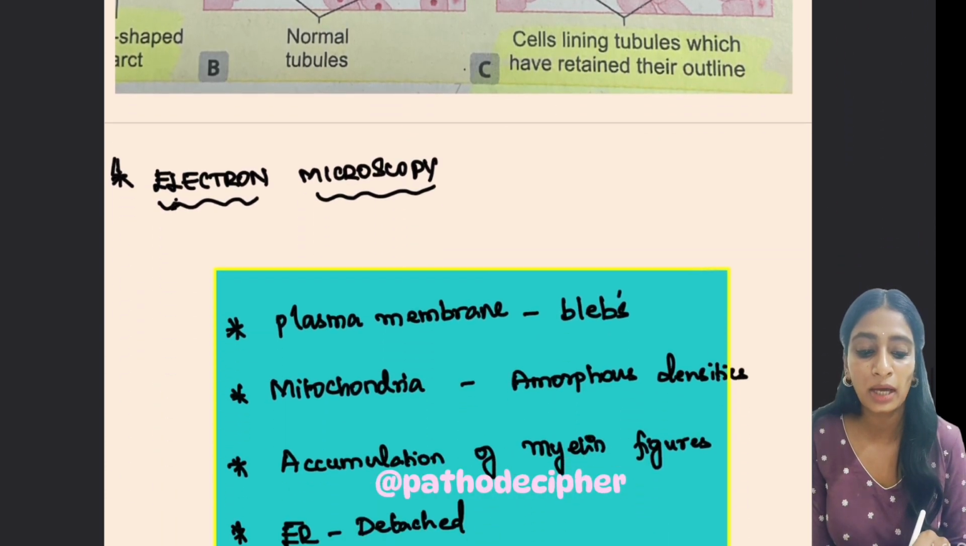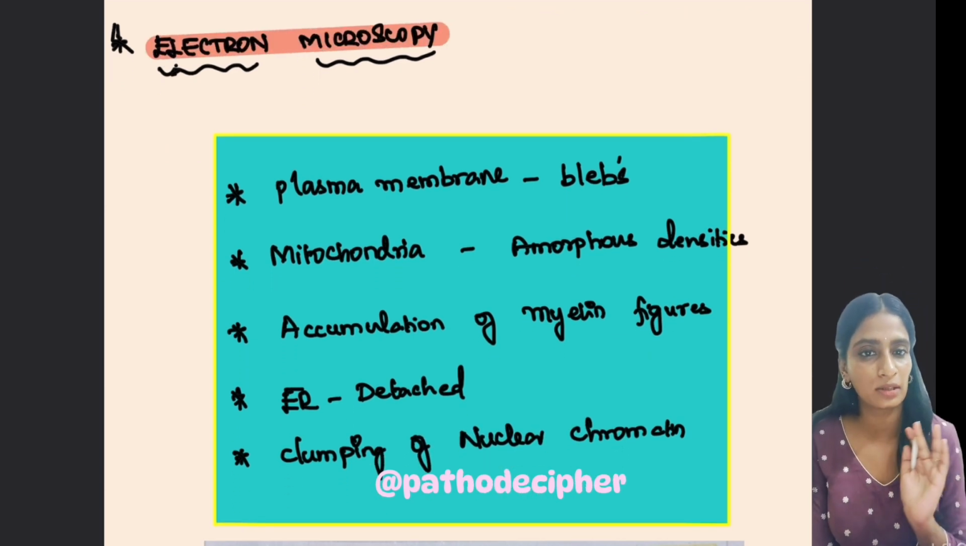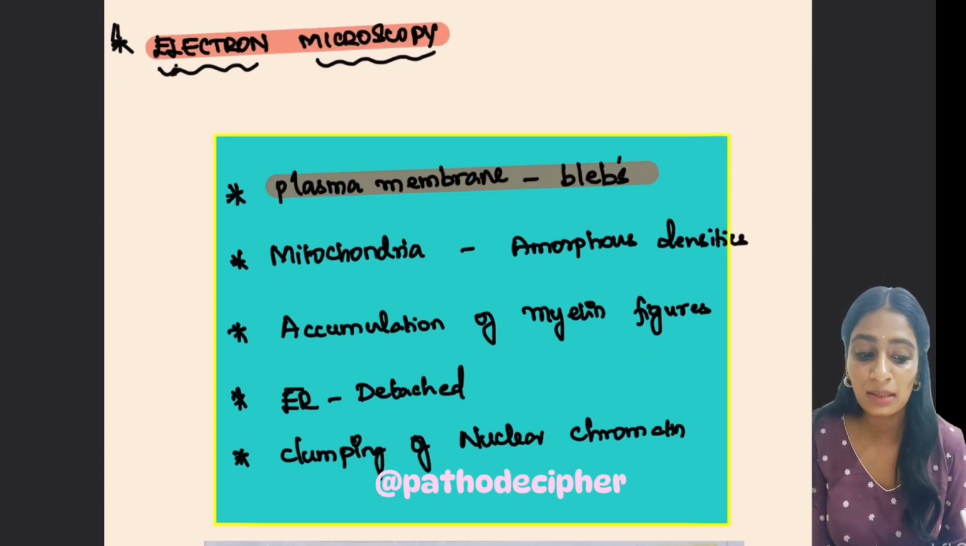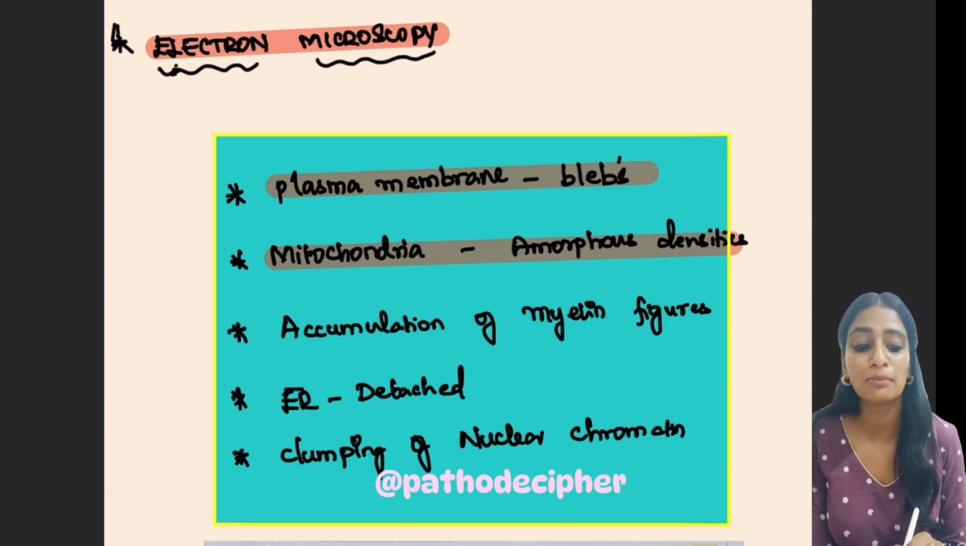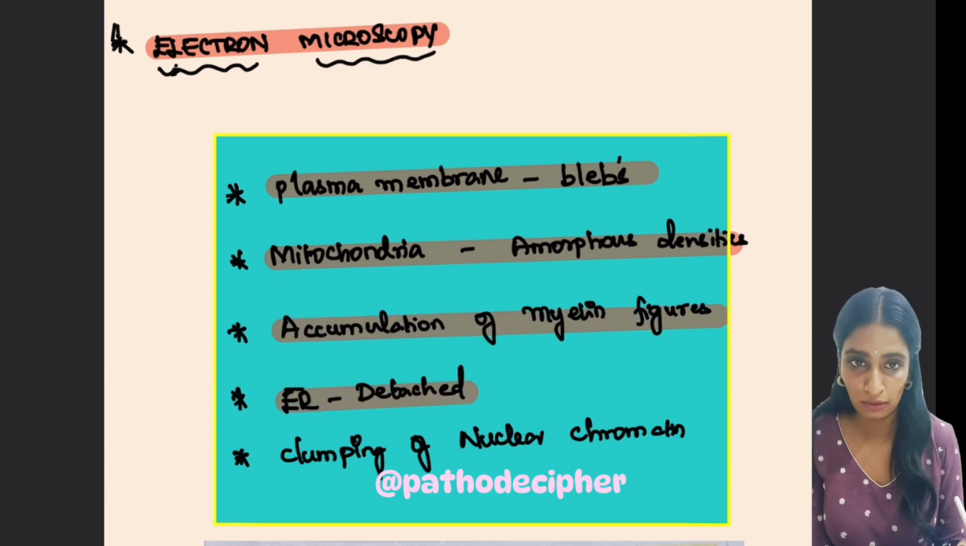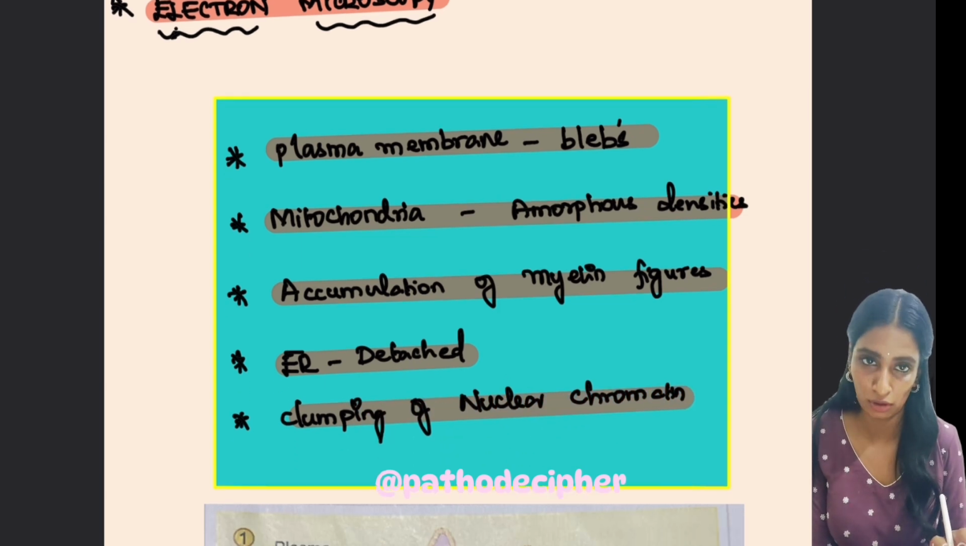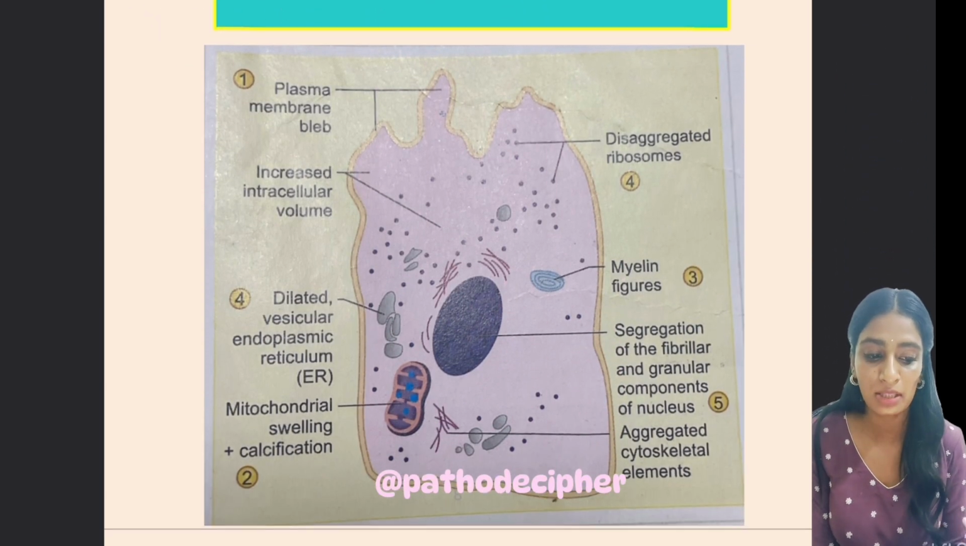Next, coming to electron microscopy. What are the ultrastructural changes that will happen in cellular swelling? Plasma cell membrane blebs will be formed, at the mitochondrial level there will be amorphous densities, and there will be accumulation of myelin figures. The endoplasmic reticulum will be detached and clumping of nuclear chromatin will happen. You can see the same in the diagram.